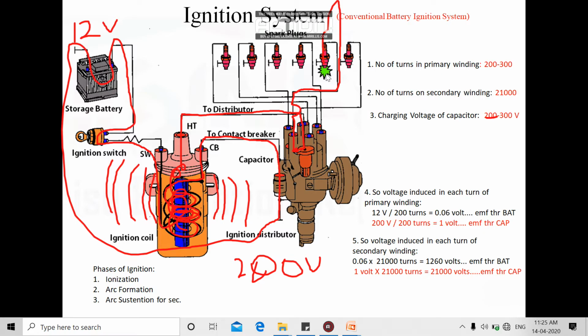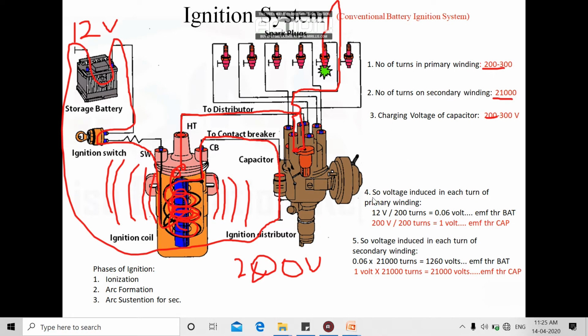Now the question may arise: how much voltage is developed across the secondary winding? We will have the answer for it. Similarly, as previously in point number 1, the number of turns on the primary winding is 200. So we are considering our primary winding to have 200 turns. The number of turns on the secondary winding is 21,000. So our secondary winding has 21,000 turns.